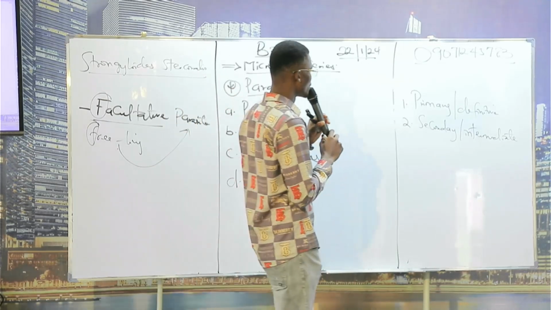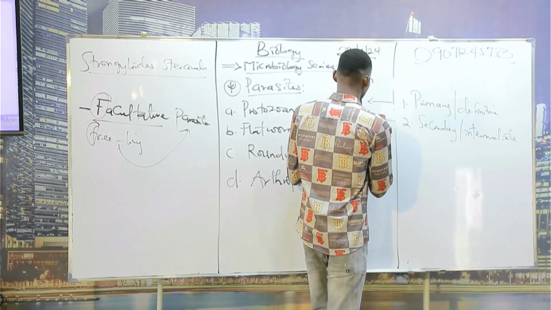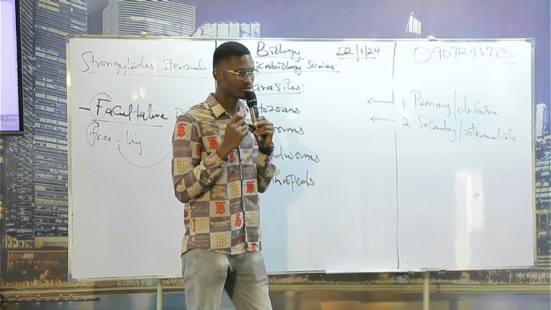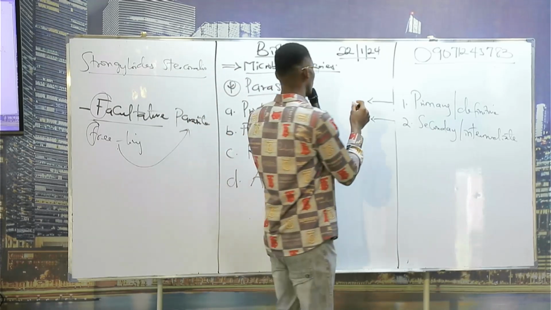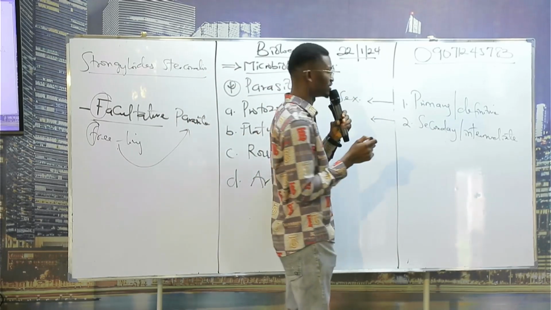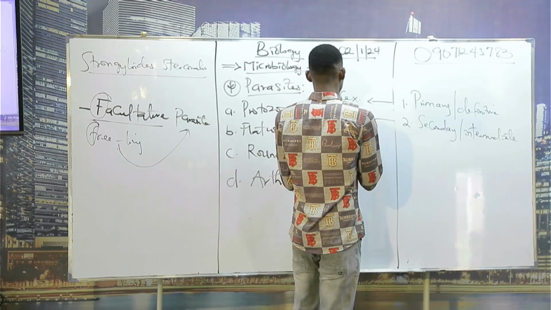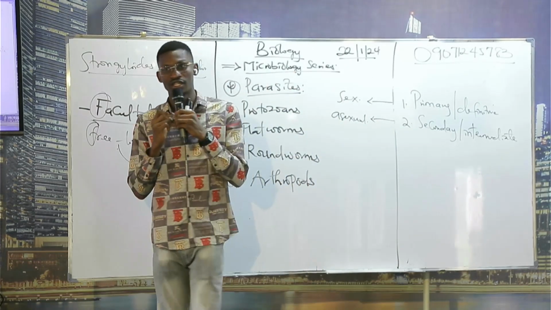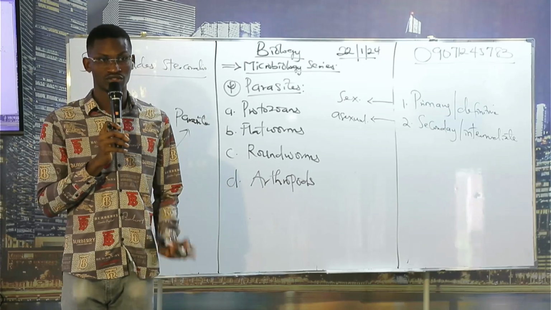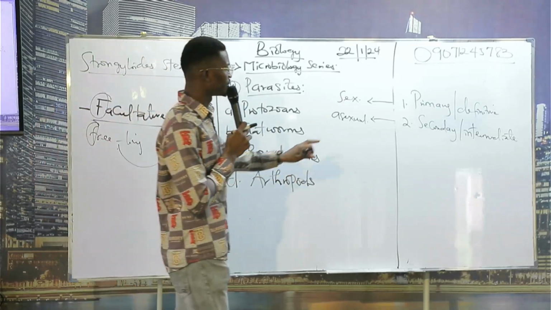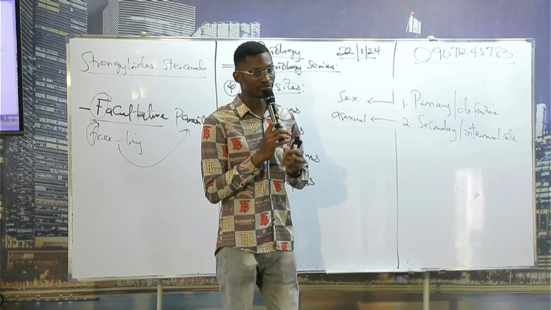So what's the difference between these two? I want you to take it as simple as possible. Please listen. The primary host is the host where the parasite undergoes sexual reproduction, while the secondary is the one where it undergoes asexual reproduction. You can take it as simple as this. Did you get what I said? Primary host is host for which one? Sexual. Secondary is for asexual.